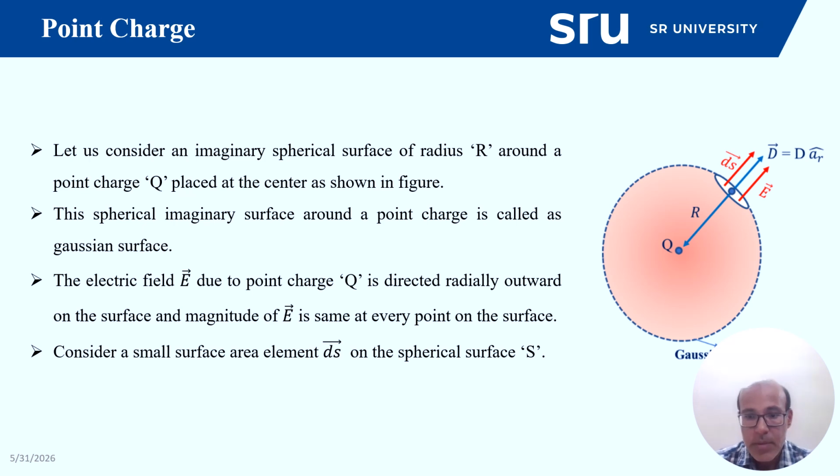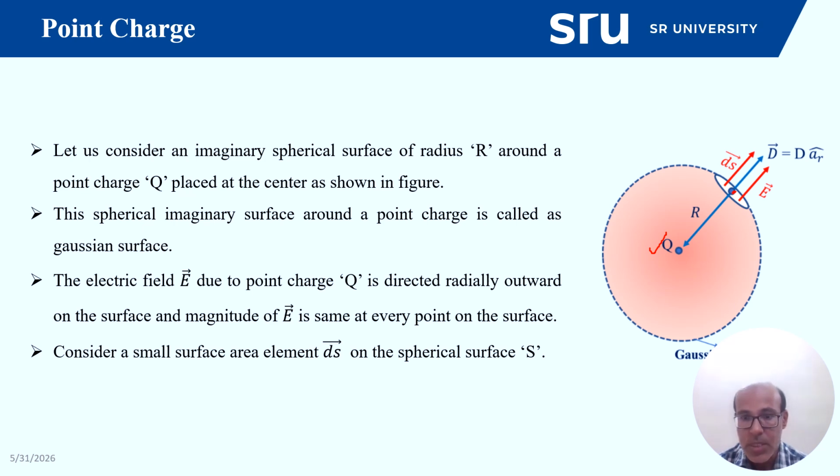Let's start with point charge. Charge with point dimension. Let us consider the charge Q is kept at a point P, let's say. Now we want to find out the electric field intensity at a point here on the surface, which is at a distance r.